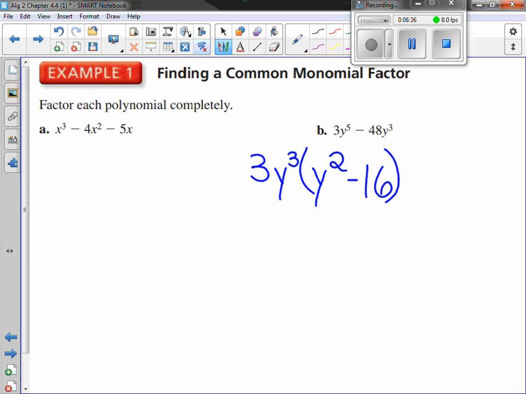Any questions on this here? Any questions on anything we've done so far? So there was a greatest common factor of 3y cubed, 3y to the 3rd, and we factored it out of both terms. Now we need to see, is what's left inside, y squared minus 16, factorable? Because if it is, we need to factor it.